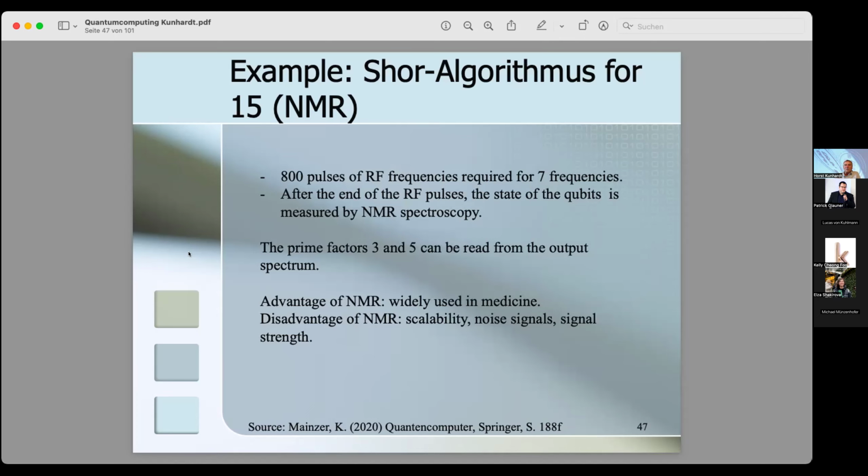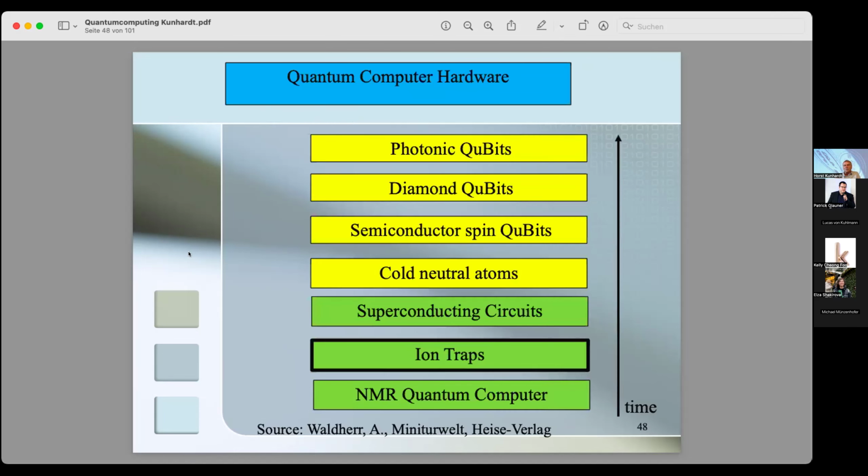The disadvantage is it is difficult to scale. We have a lot of noise in the system, and the signal strength can be very low. So therefore, following DiVincenzo's list, scalability is low and the coherence time is low, so it is not used as an approach in quantum computer design.